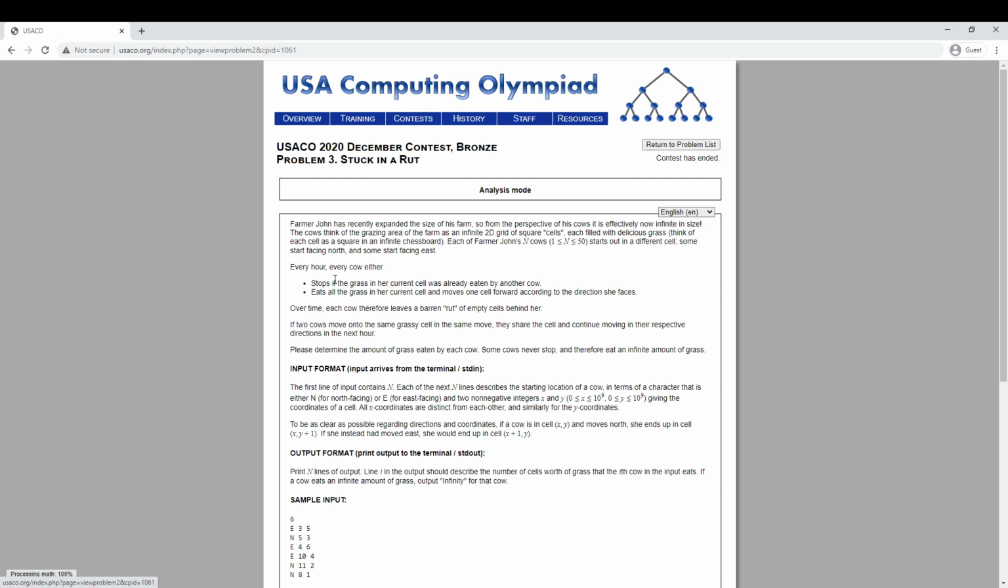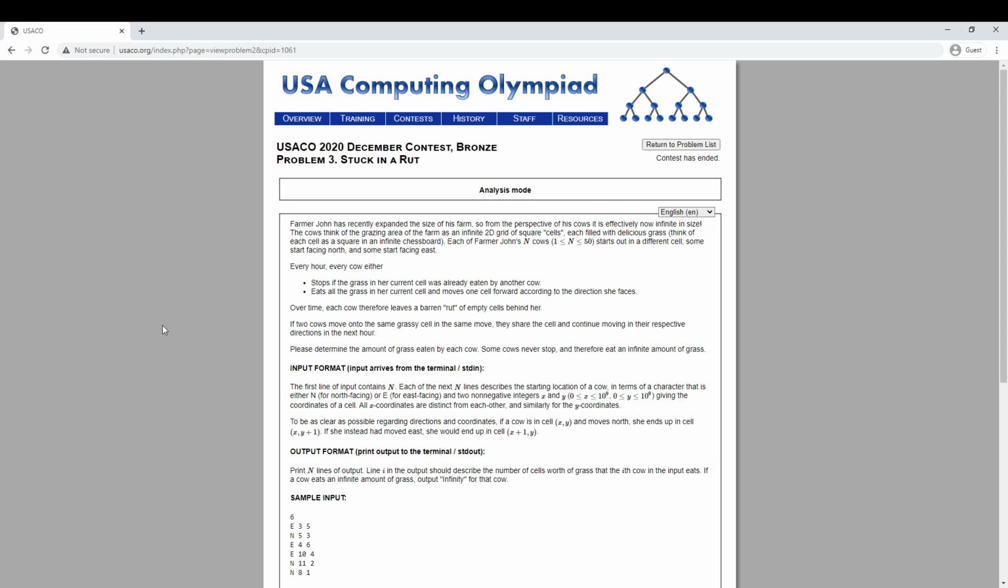To USACO Farms Problems stuff you know about. So what's happening here? Farm is now infinite in size. Well, that's a good expansion. So it's a 2D grid, and the cows all start in some cell.